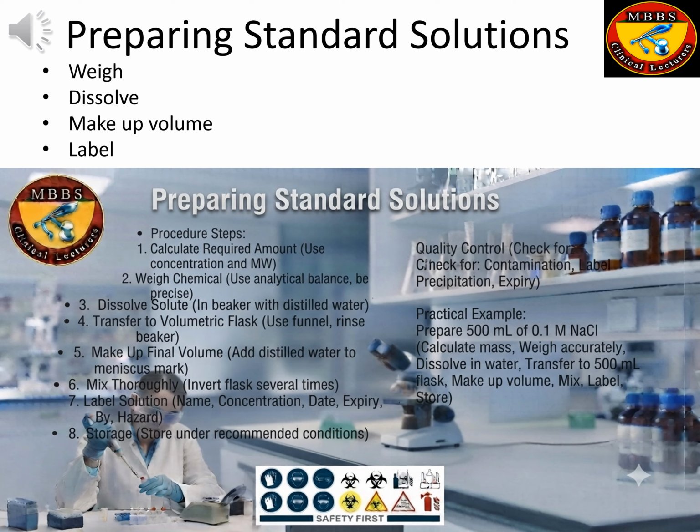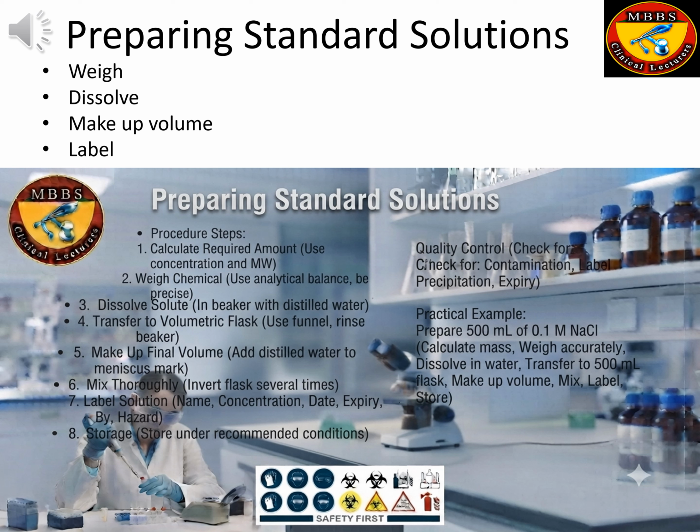Quality control. Before use, check for contamination. Verify the label. Inspect for precipitation or color changes. Confirm the expiry date. Practical example: to prepare 500 milliliters of 0.1 M NaCl.